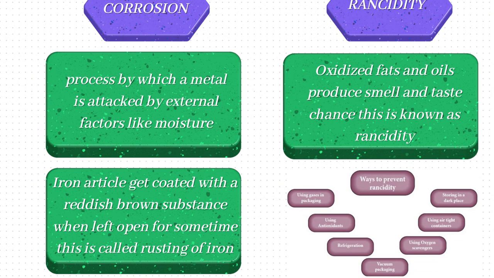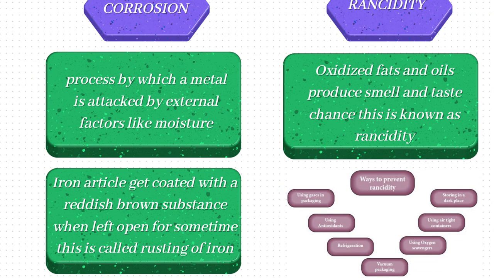For example, iron particles get coated with a reddish brown substance when left open for some time. This is called rusting of iron. When you see the iron rails near the beaches, you can see that a brown coating is developed on it. What is it? It is rust of iron due to excessive moisture near the beach. So this rusting will continue till the whole metal is destroyed.